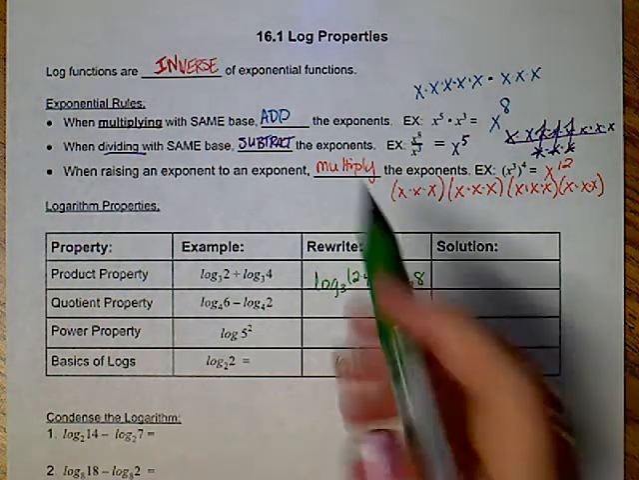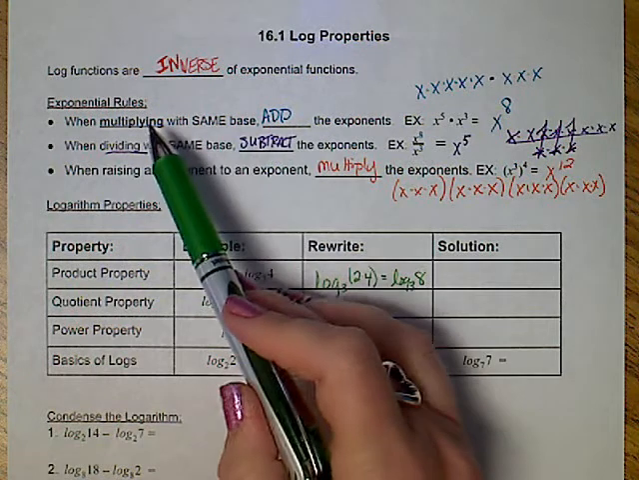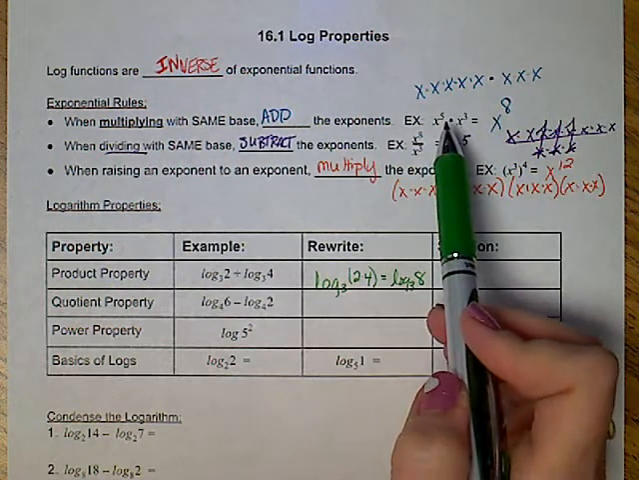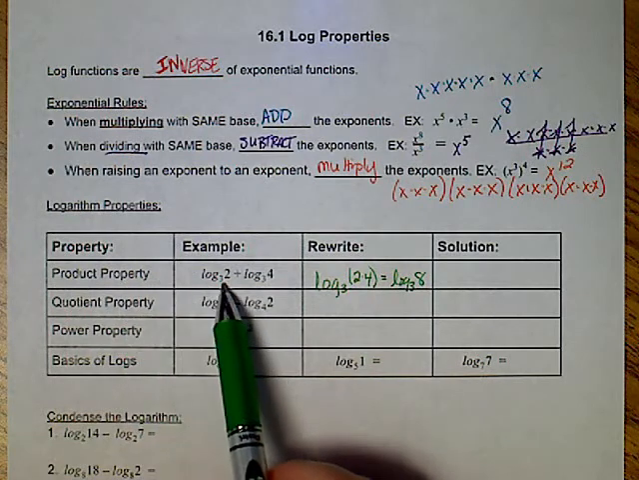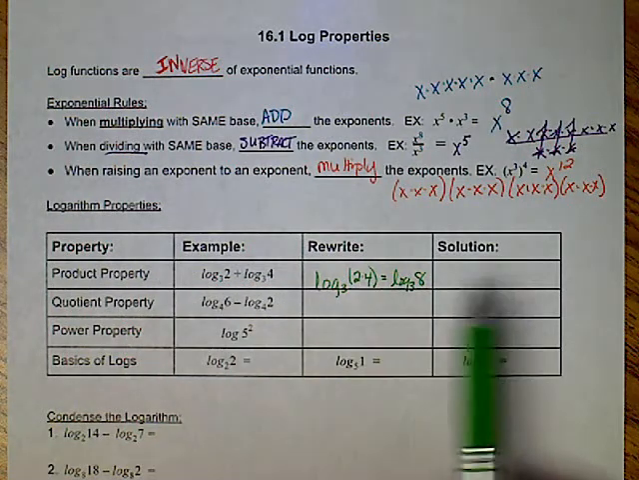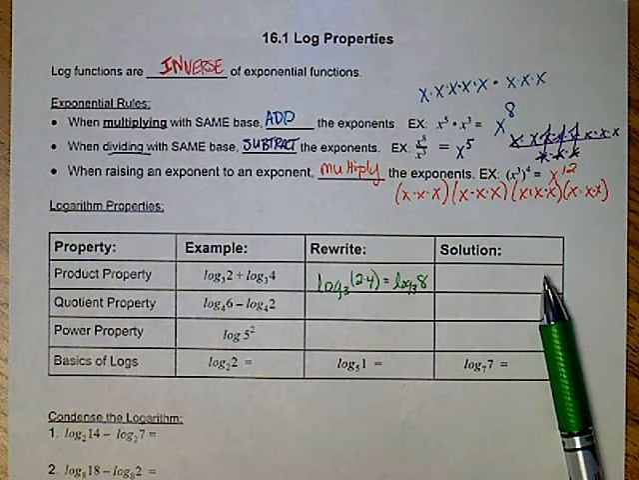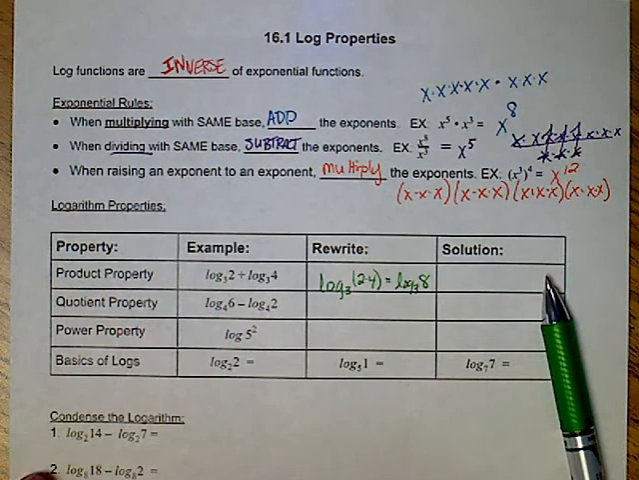It is the inverse of the exponential rule. We start with multiplying, so we add up the exponents. In logarithms, the inverse, we start with addition, so we will multiply. They are simply inverses. The order in which things are happening changes.